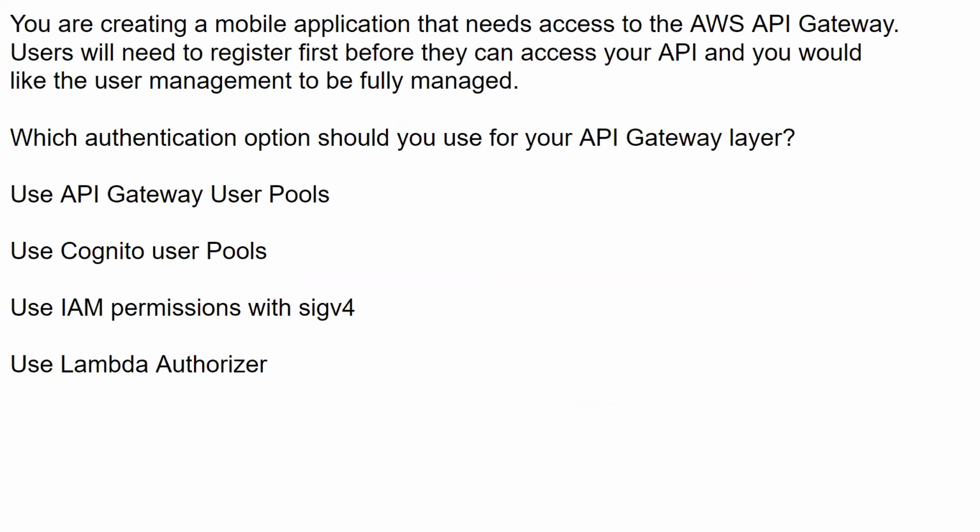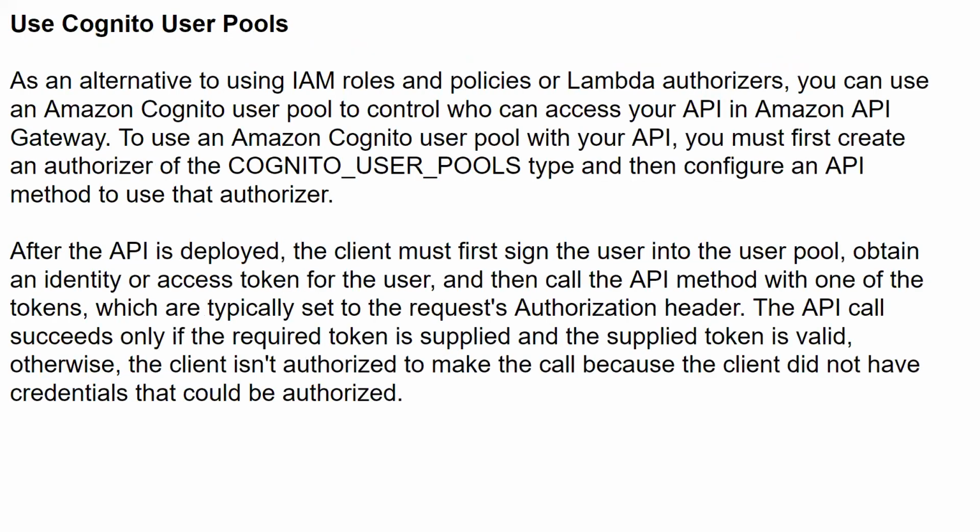You are creating a mobile application that needs access to the AWS API gateway. Users will need to register first before they can access your API, and you would like the user management to be fully managed. Which authentication option should you choose for your API gateway layer? Use API gateway user pools, Cognito user pools, IAM permissions with SigV4, Lambda authorizer. Use Cognito user pools. Control who can access your API and Amazon API.